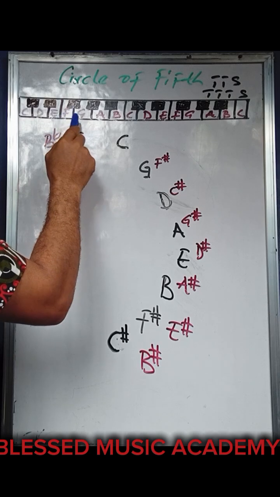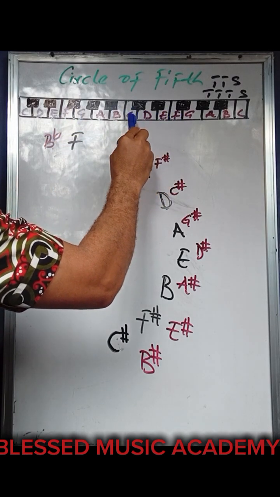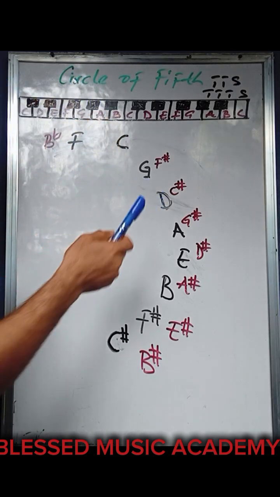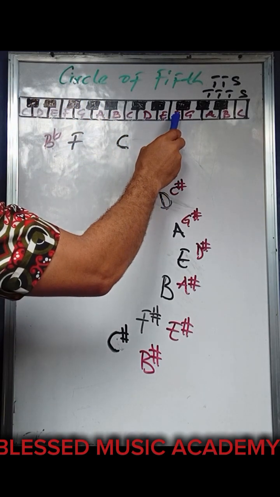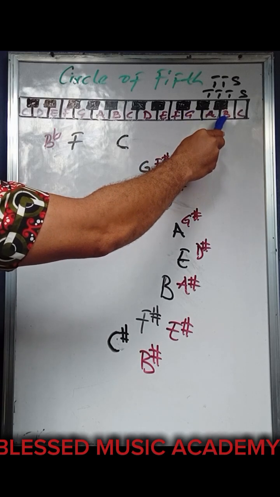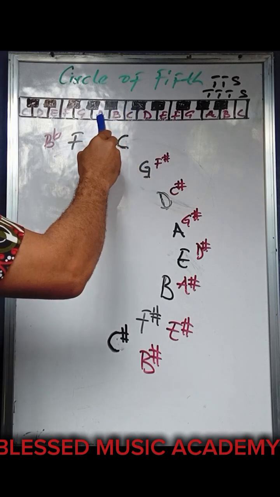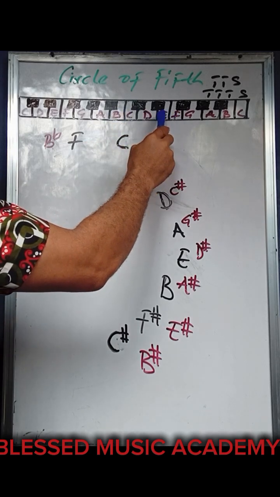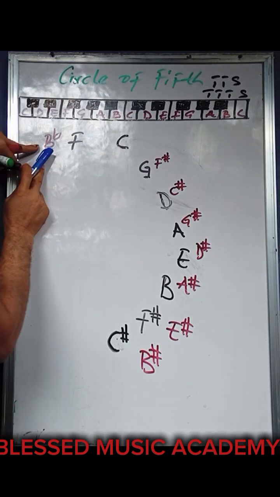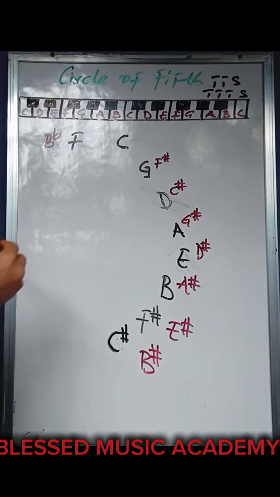So let's count fifth backward. 1, 2, 3, 4, 5. Or if you want to count circle of fourth forward, this is your F. 1, 2, 3, 4. Okay, it is your B. If you are counting backward, from F, 1, 2, 3, 4, 5. It is your B, which means already B is flatted, so you cannot say B major. You have to say B flat.